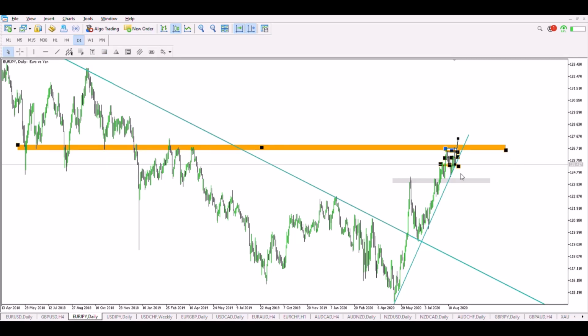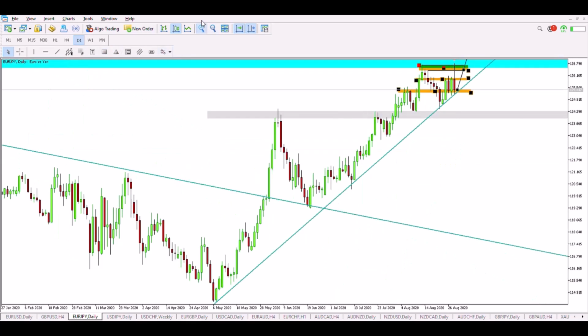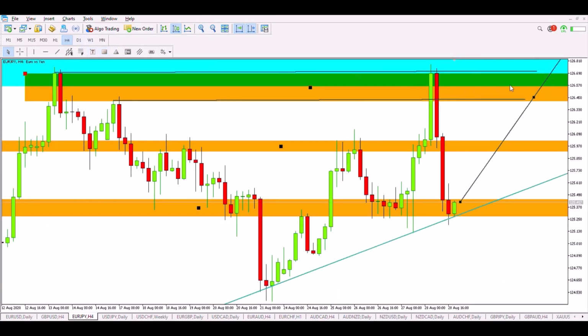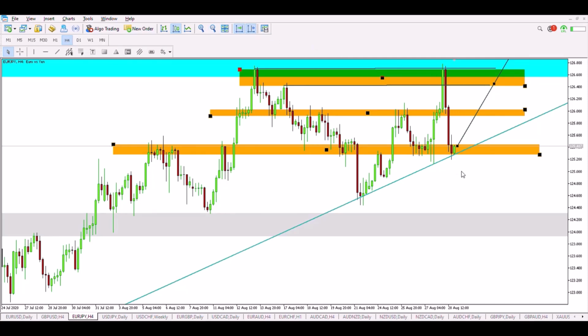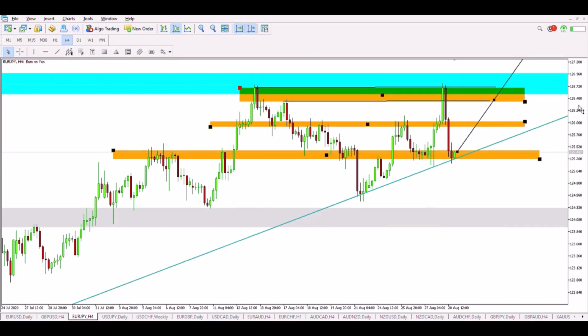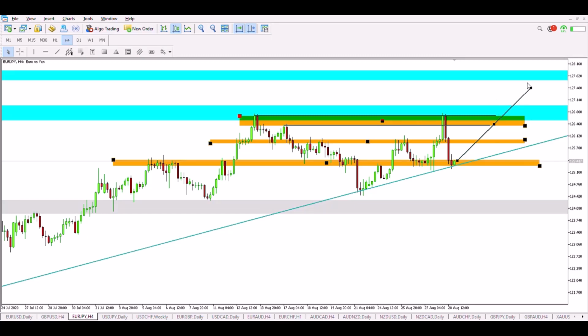I think it's in the next possible zone, maybe right here. So we have touched the daily resistance and we bounced back. So right now we can see another push up to the daily resistance, and if we break it, we can expect a move to this next zone, this next resistance zone.